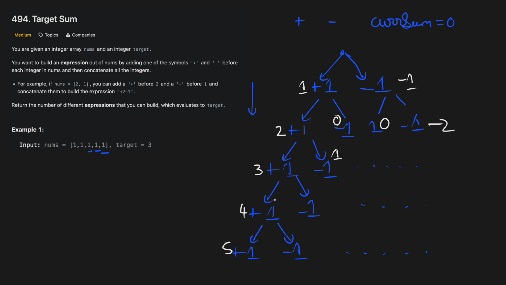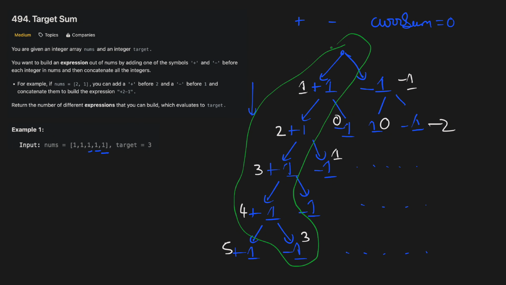But here the current sum becomes 3 because we subtract 1 from 4. So that's why we will get 3. So this actually matches the target sum. So we will count this expression as a valid one. And similarly, we will count all the valid expressions in the remaining recursion tree.